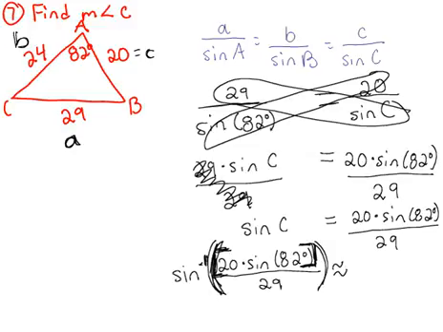So go ahead and punch that in your calculator. And to the nearest tenth, what do you get? 43 point what? 1. And what are my units? Since I'm finding an angle, what are my units? Degrees. Very good.